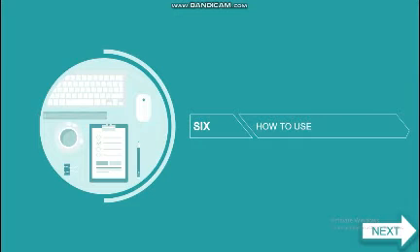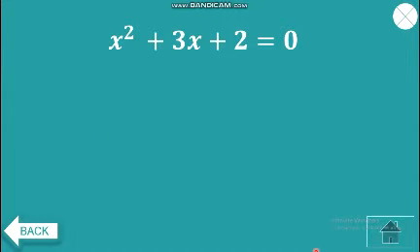Next is about how to use this media. The first is there is a quadratic equation that we want to solve, like the example given, x squared plus 3x plus 2 equals 0. And then students calculate how many large square blocks, small square blocks, and rectangular blocks are needed. Large square blocks are represented by x squared, small square blocks are represented by units, and the rectangular blocks are represented by x.